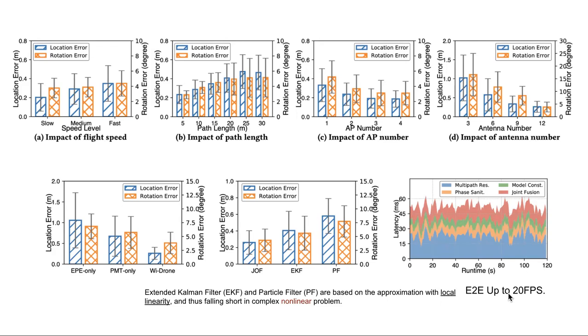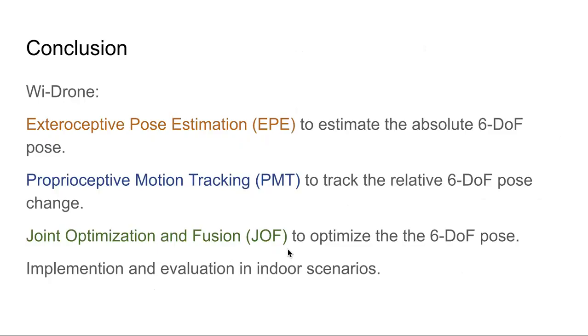And the last one is the end-to-end pipeline can run up to 20 frames per second, and the majority of the runtime is actually in the joint fusion part, which is something that they can improve later.